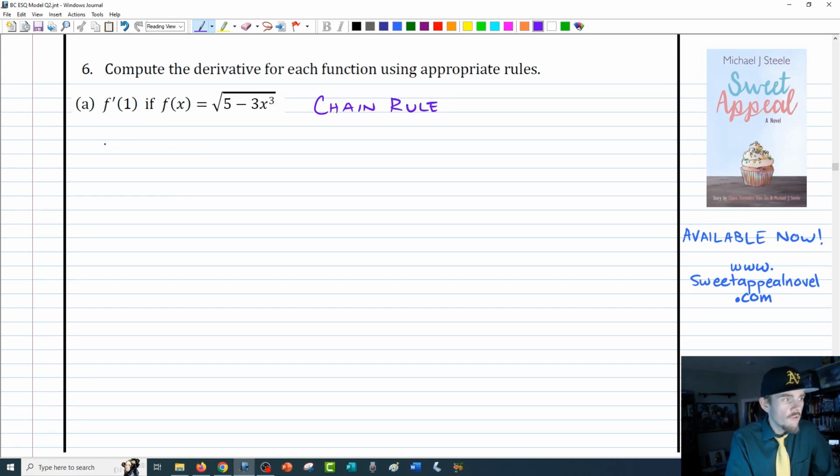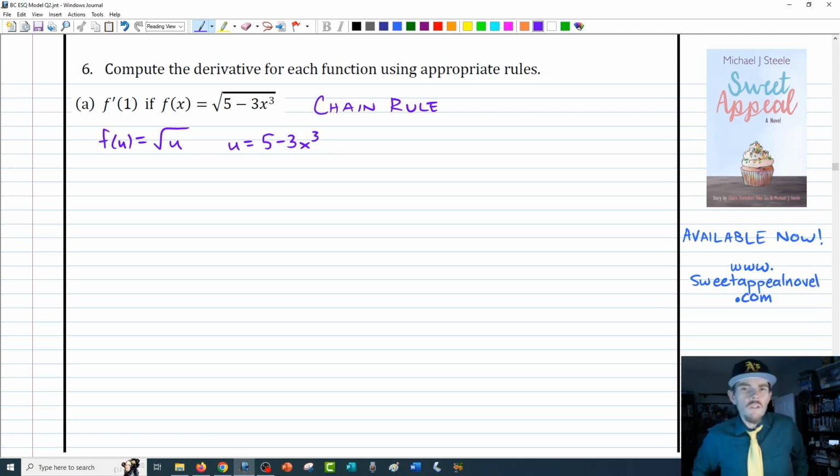Now I could go through and do that chain rule by decomposing it all the way, doing f of u equals the square root of u, and then u is equal to the radicand, 5 minus 3x to the third. But I think by the time you're into Calculus BC, you feel a little bit more comfortable with it. So I'm not going to do the slow algorithmic approach here. I'm just going to do it as naturalistically as I can.